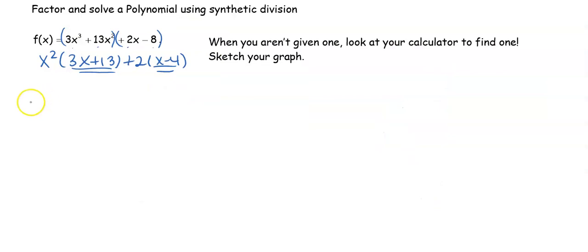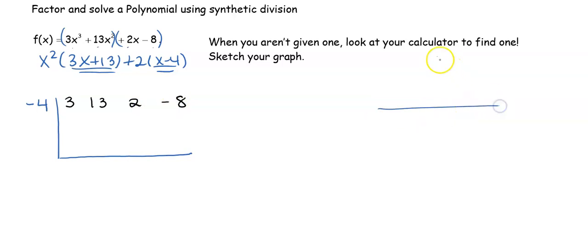So remember, synthetic division, we put our solution out here. And then inside we're going to put those coefficients. I checked my degrees, 3, 2, 1, 0. Those coefficients there are 3, 13, 2, and a negative 8. I'm going to sketch my graph over here. So remember what I've got.